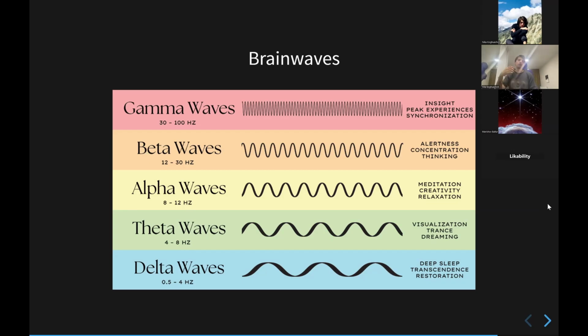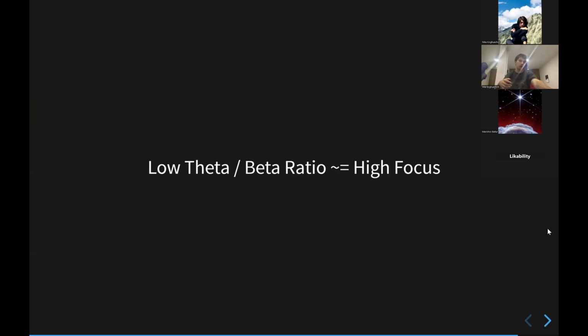We can use this for focus and calmness measurements. If we have many gamma waves, that means we are very focused right now. Lower ones mean we are very relaxed right now. So this is used for the theta to beta ratio: how many theta waves versus how many beta waves tells how focused we are.